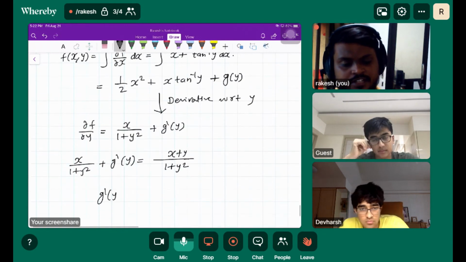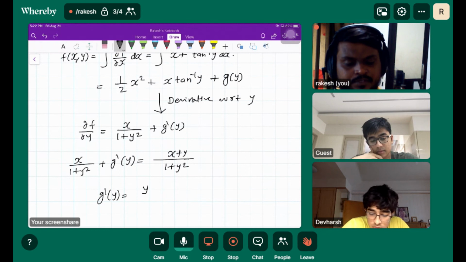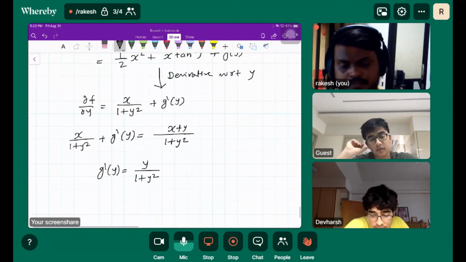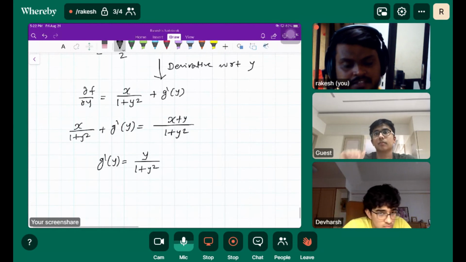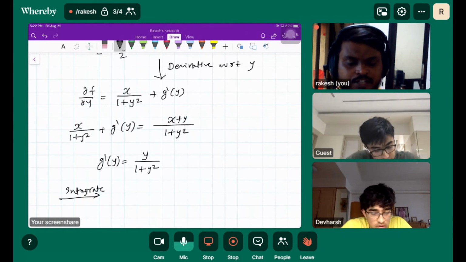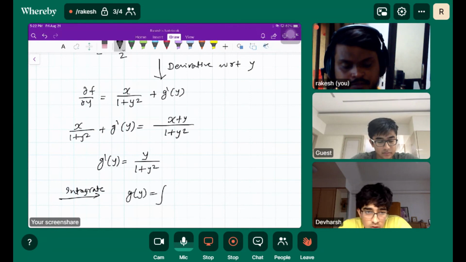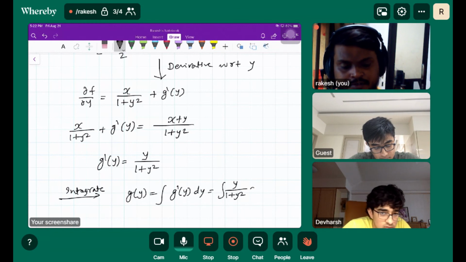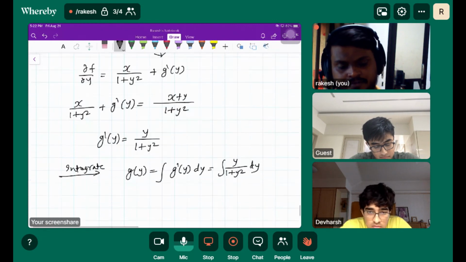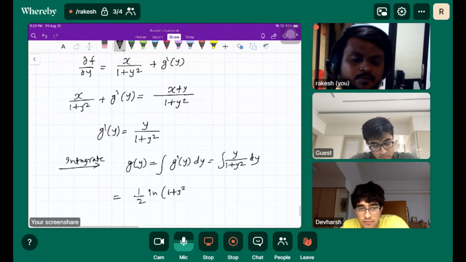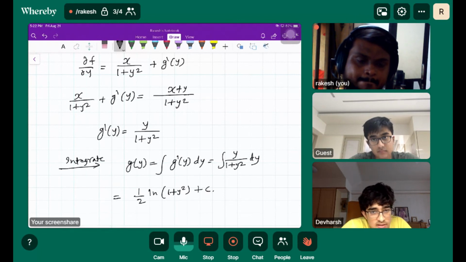So what is g dash y then? y upon 1 plus y square. So if g dash y is this, we will integrate to find out g of y. Which is half ln 1 plus y square plus c. Yeah, perfect.